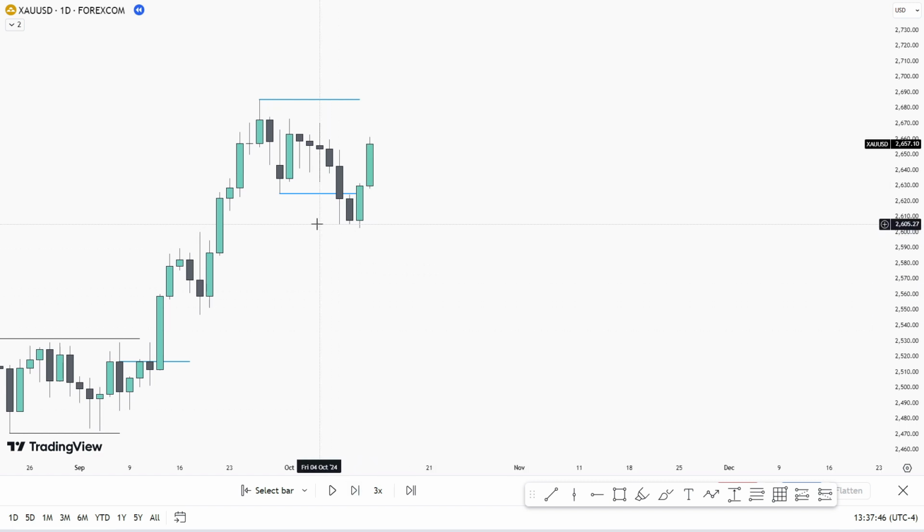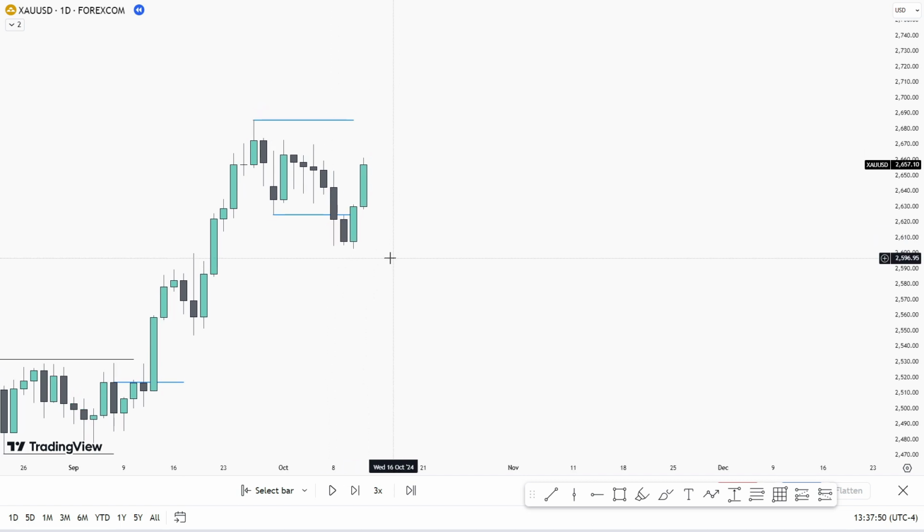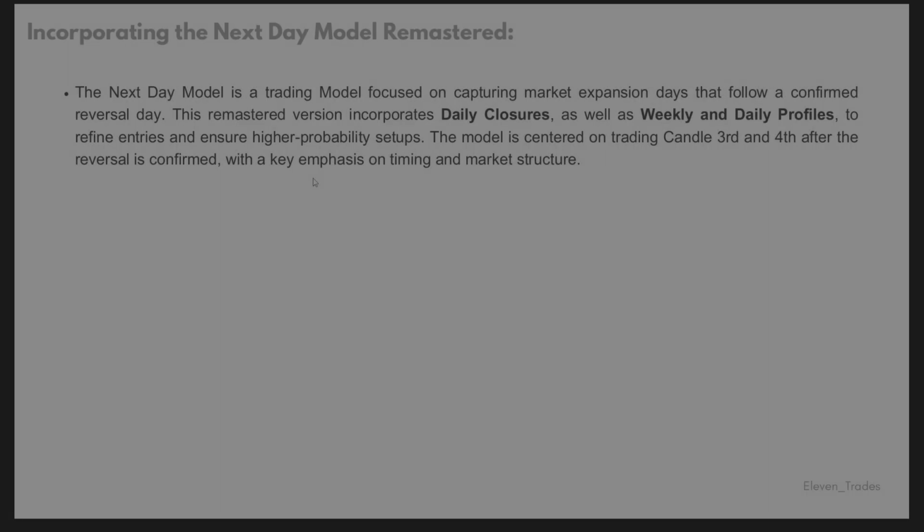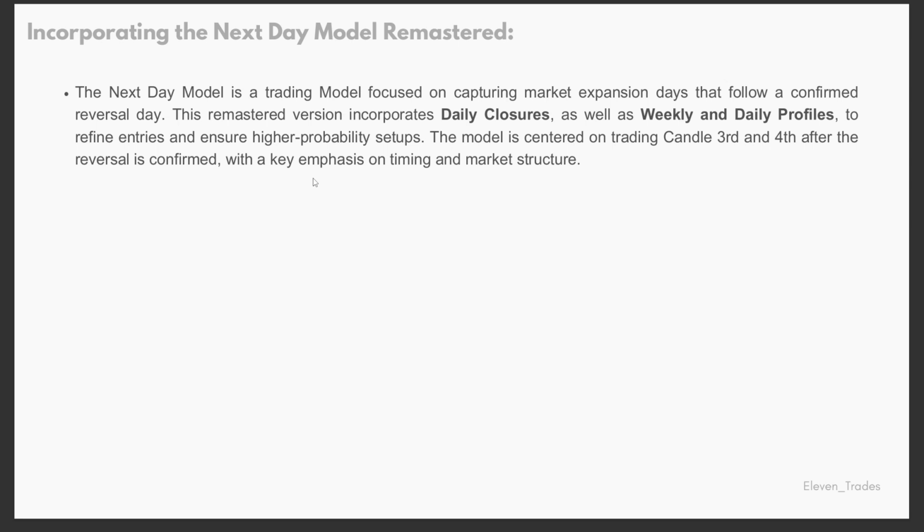So as you can see, we have a reversal signature form at the lower range of the consolidation. Now I could trade it to the consolidation range high. Now in the next section, we will incorporate the next step model, which is the remastered version.